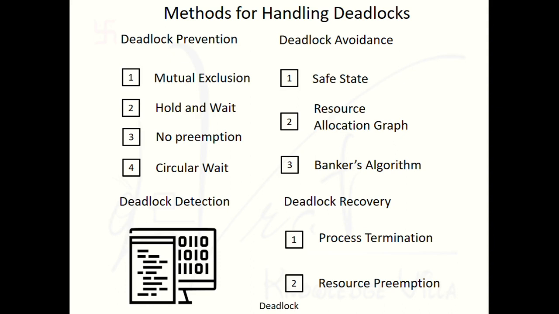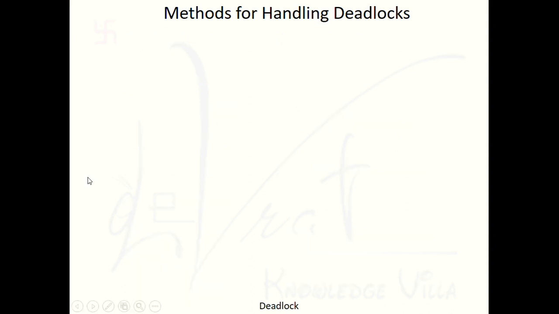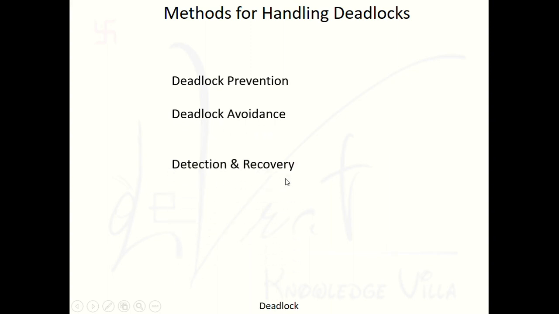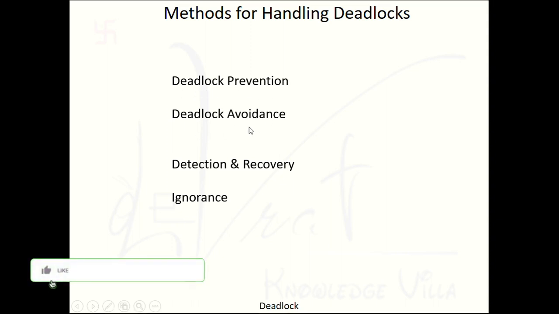Let's start the discussion without wasting time. The first method for handling deadlocks is deadlock prevention. The second method is deadlock avoidance. The third one is detection and recovery, and the fourth one is deadlock ignorance. So let's see the first two methods, deadlock prevention and deadlock avoidance.